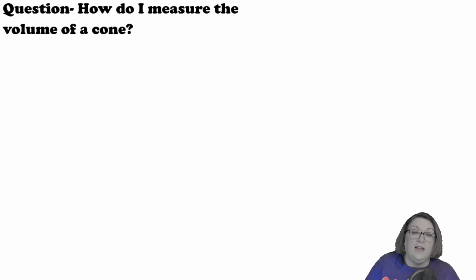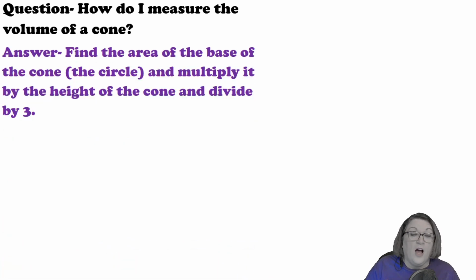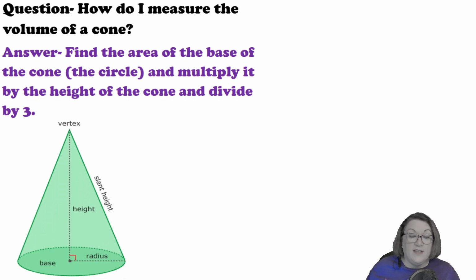When we're calculating the volume of a cone, we use a formula. Find the area of the base of the cone. The base of the cone is the circular part of the cone. And then multiply it times the height of the cone and divide it by 3. So as you can see, this cone here has a base that's a circle. This is the height, the one that's in the center, from the middle of the circle to the vertex, or the pointy part of the top of the cone there. We call that the vertex. So from the center of the circle to the vertex, that's the height.